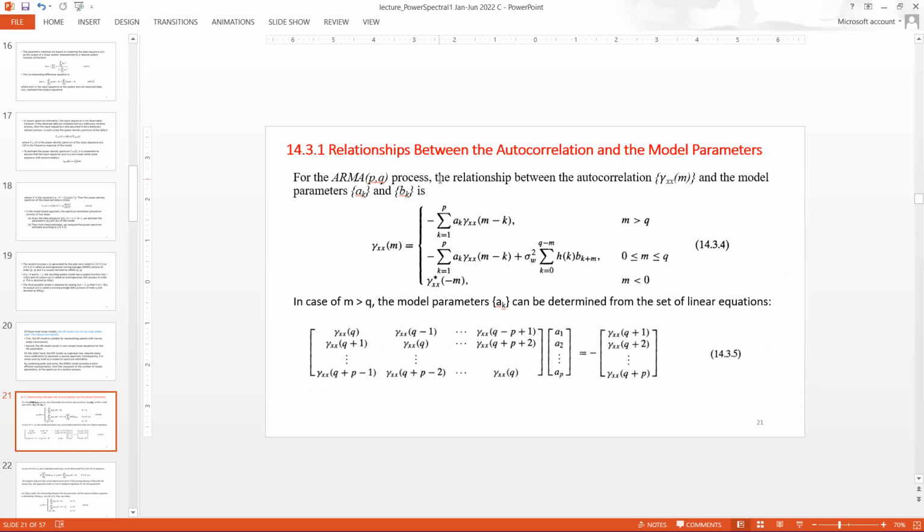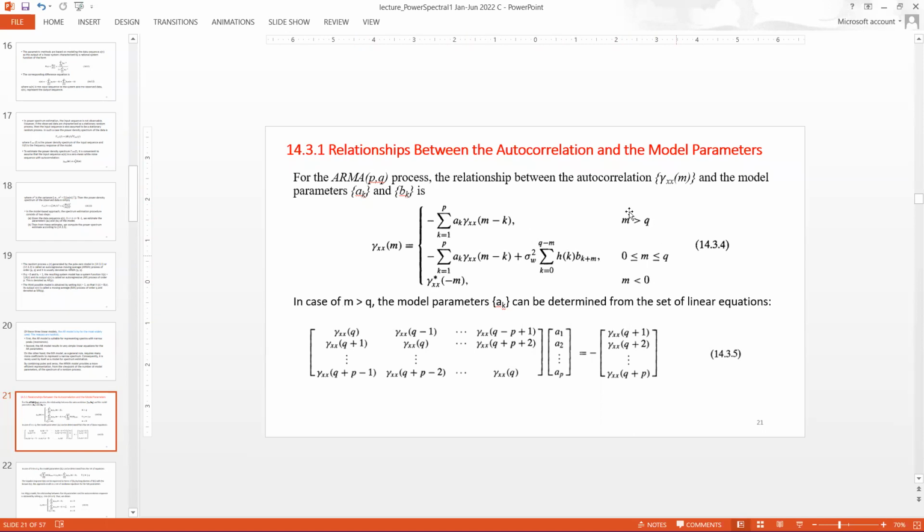So for ARMA, we know the model parameters are ak and bk. How to determine these model parameters ak and bk is exactly what this question asks. The autocorrelation value we can determine like this or like this for the conditions m greater than q, m within 0 to q, and m less than 0. So for these three conditions, we will have three expressions of the autocorrelation of the signal in terms of model parameters.